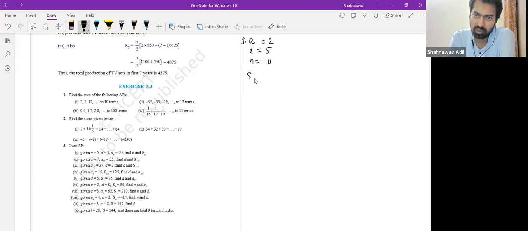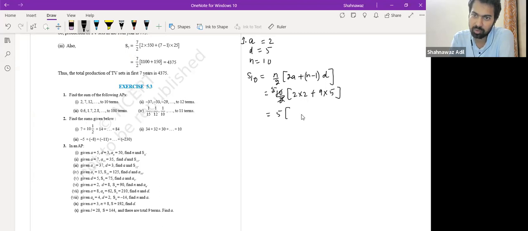So S10 would simply be, right, apply this formula: N by 2 into 2A plus N minus 1 into D. So this would be 10 by 2, into 2 into 2 plus 9 into D, which is 5. So this is 5 into 4 plus 45, so this is 5 into 49.